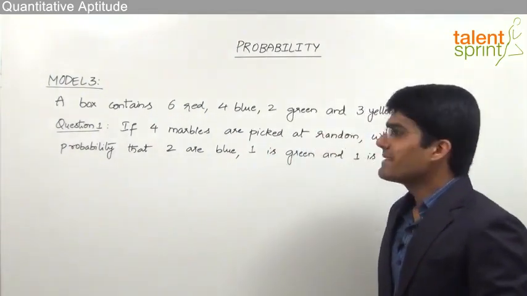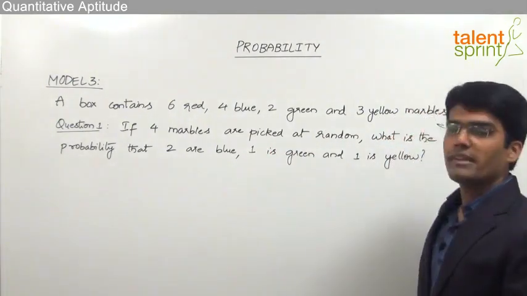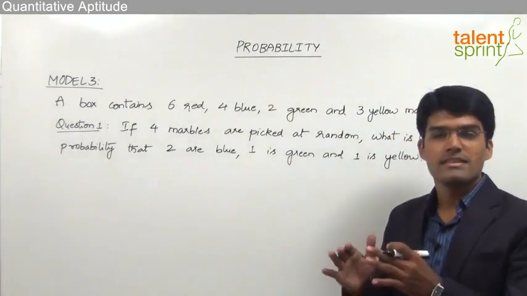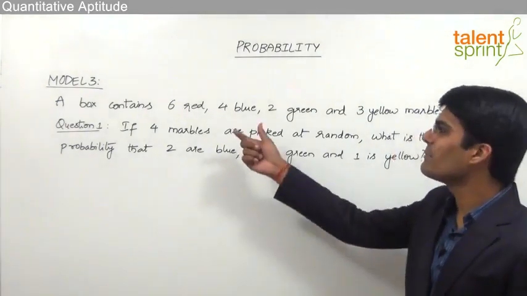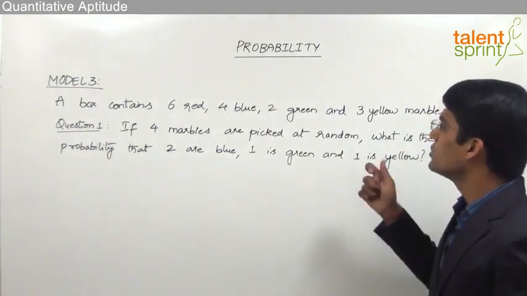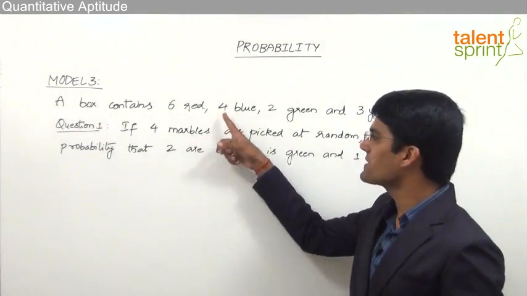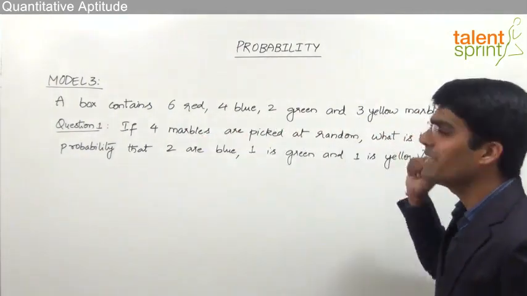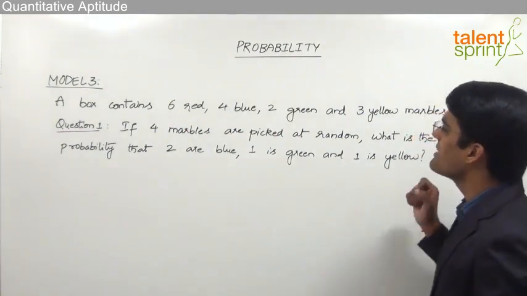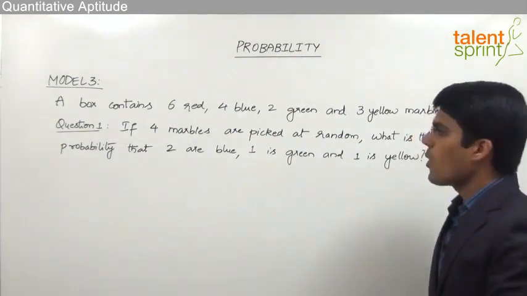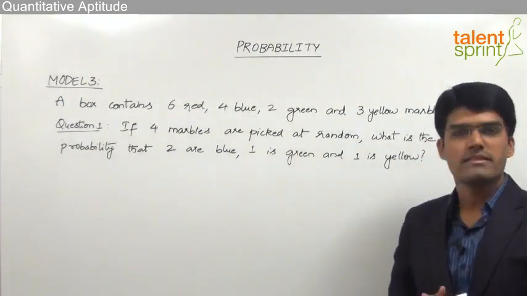The question here says a box contains 6 red, 4 blue, 2 green and 3 yellow marbles. So this is the data given regarding the number of objects. We have got different colored marbles here: 6 red marbles, 4 blue marbles, 2 green and 3 yellow marbles. Altogether we can see that we have 6 plus 4, 10 plus 2, 12 plus 3, 15 marbles. Now the first question here is, if 4 marbles are picked at random, what is the probability that 2 are blue, 1 is green and 1 is yellow?